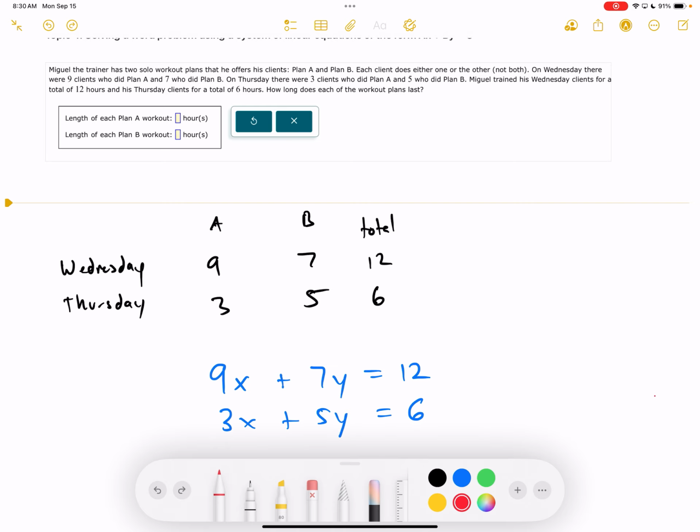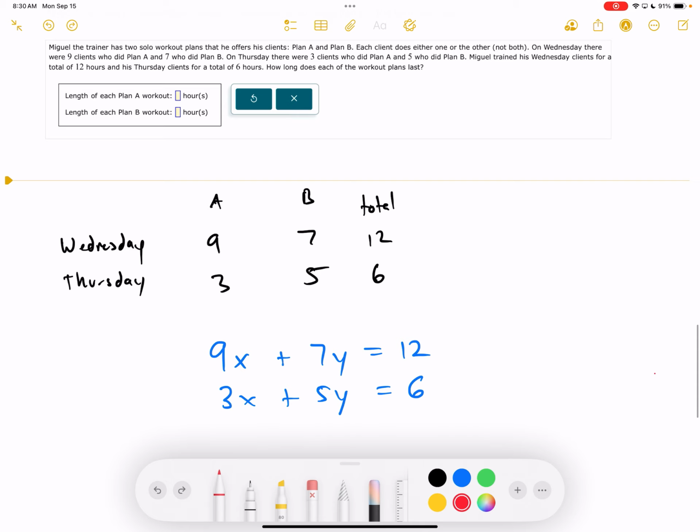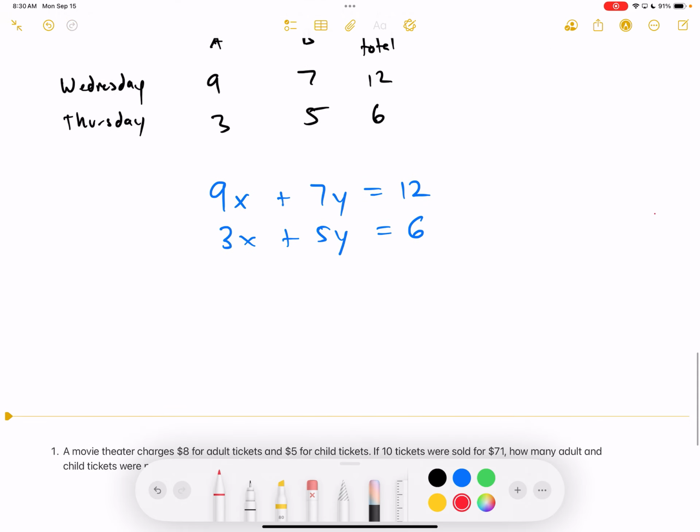So Wednesday is my first equation, Thursday is my second equation, and then you can do your columns, the A and the B. All right, so to solve this, we're going to do just like we were doing. Looks like my x's would be pretty easy to cancel out. I could just multiply this by -3, and that would give me -9x, right? -3 times 3x would be -9x. -3 times 5y would be -15y. -3 times 6 would be -18.